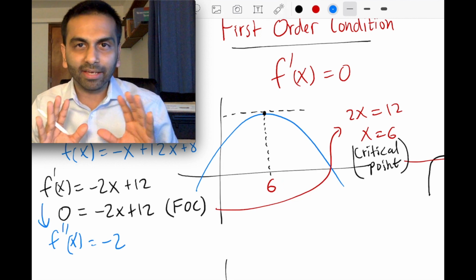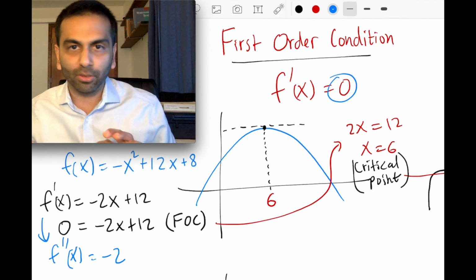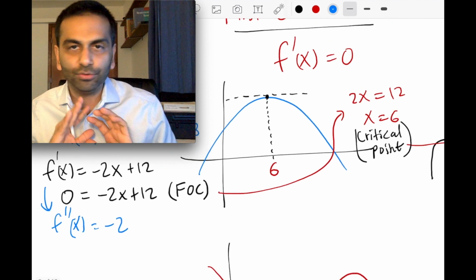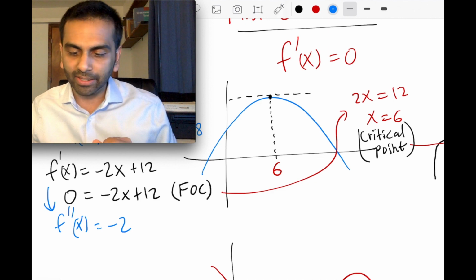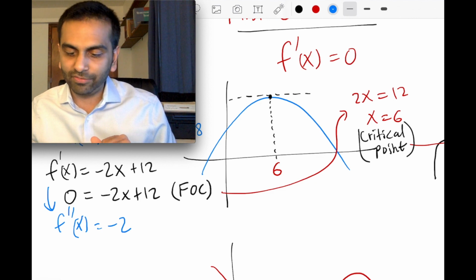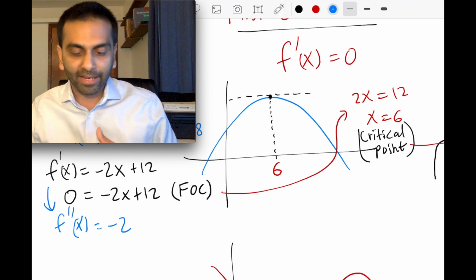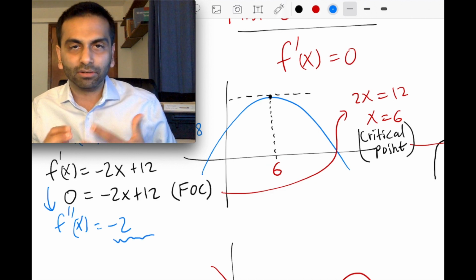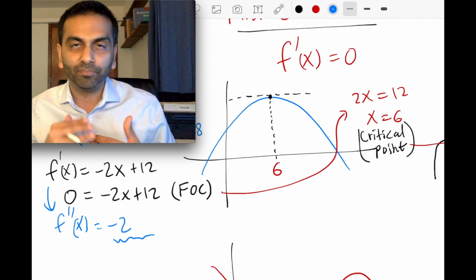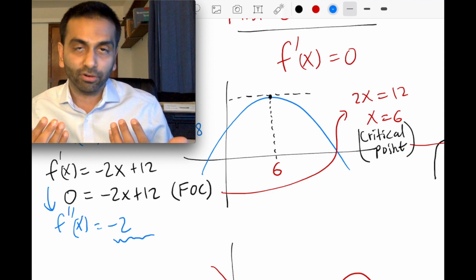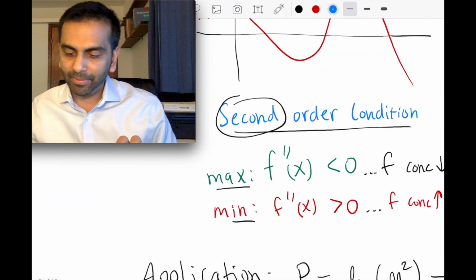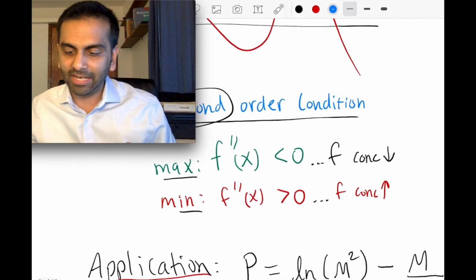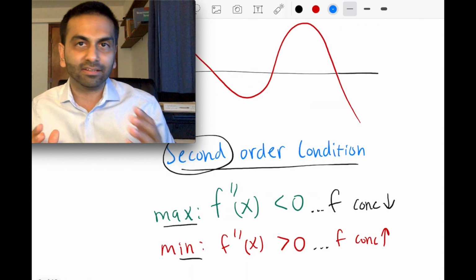Unlike the first order condition, there is no zero involved. When you take the second derivative, you do not set it equal to zero. You do not plug in zero for x. You take the second derivative, plug in the critical point, the x value, and you see if the numerical value is positive, negative, or zero. If it's positive, it's concave up, and so it's a minimum. If it's negative, it's concave down. And if it's zero, then that's inconclusive.